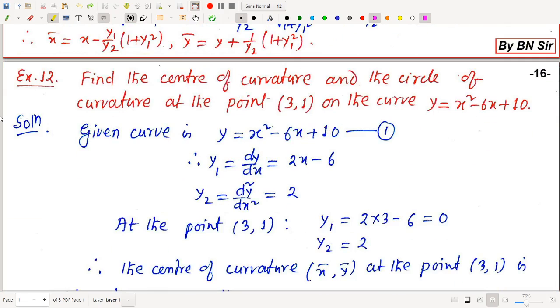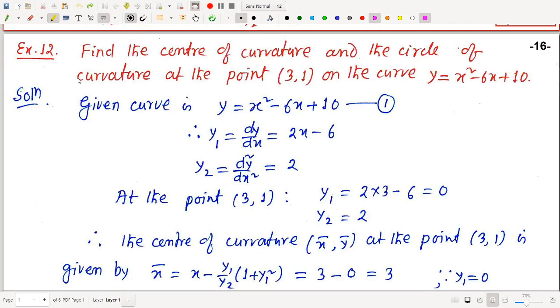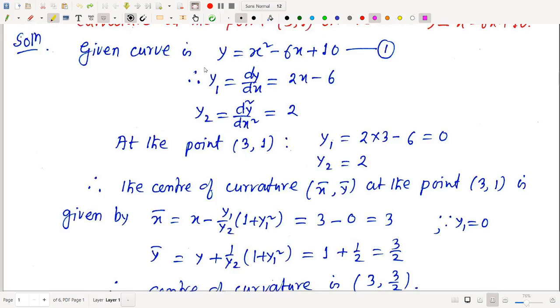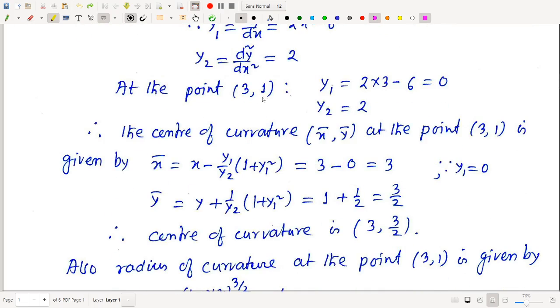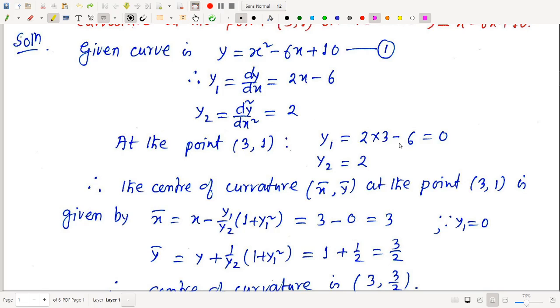Okay, Cartesian formula. Now let us solve some examples. Example number 12, in continuation with the previous lecture. Find the center of curvature and the circle of curvature at the point (3, 1) on the curve y equal to x square minus 6x plus 10. So y1, meaning dy by dx, is 2x minus 6. y2, meaning d square y by dx square, is the derivative of 2x, which is 2. At the point (3, 1), this is our point P this time, y1 is 2 into 3 minus 6, that is 0, and y2 is just 2.